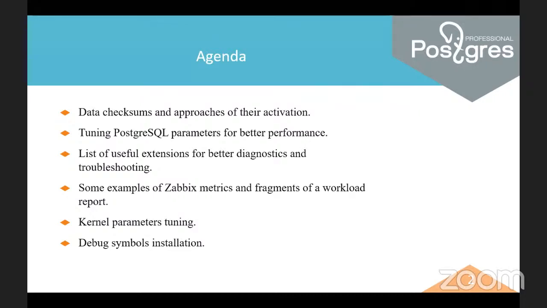It's an active Zabbix agent, which was designed at Postgres Professional, and we will see what additional metrics it can provide to us. Then we will have a quick look into kernel parameters tuning. To be more precise, it's about huge pages and transparent huge pages, and how to activate and deactivate them. And the last thing I would like to discuss with you is how to prepare for the unexpected, how to be prepared for internal errors, and therefore why we need to install debug symbols and debug info packages. So let's get started.